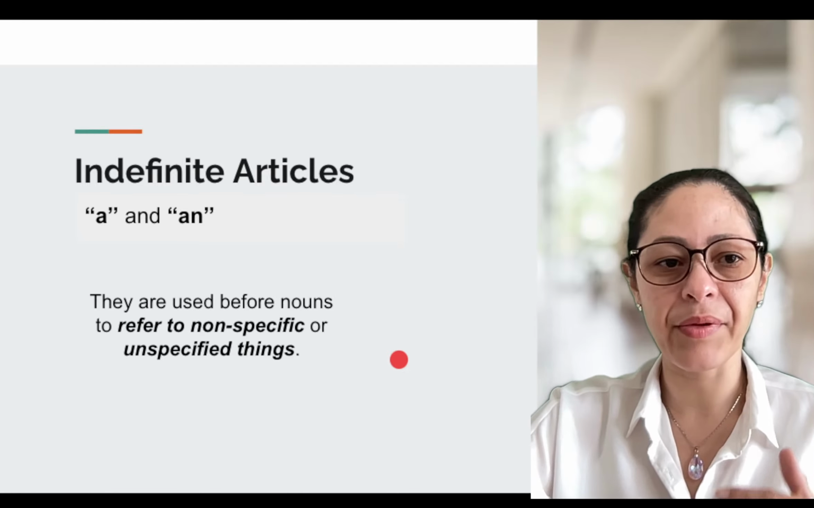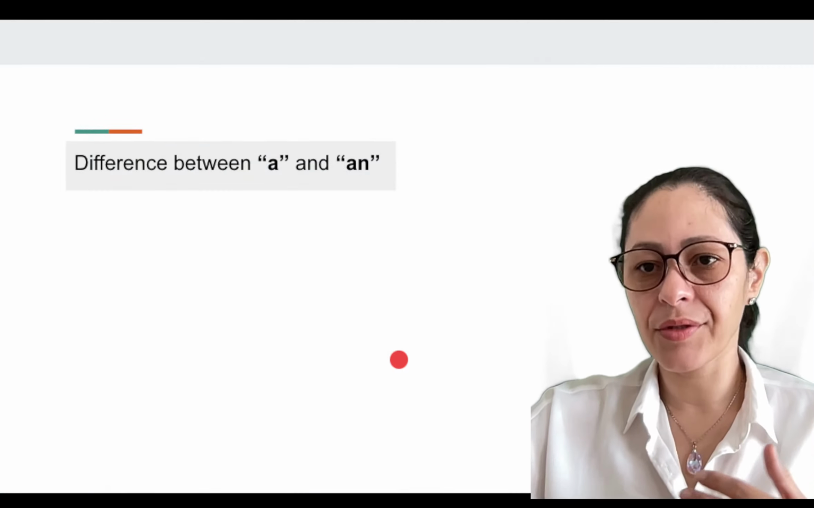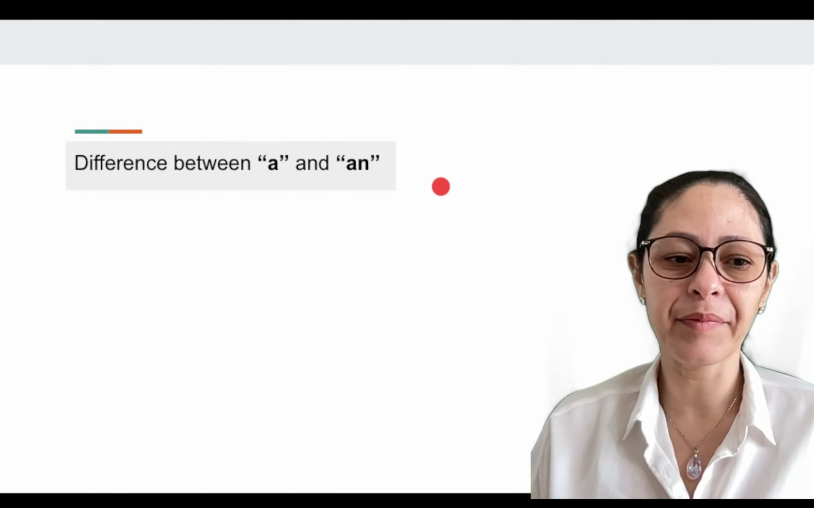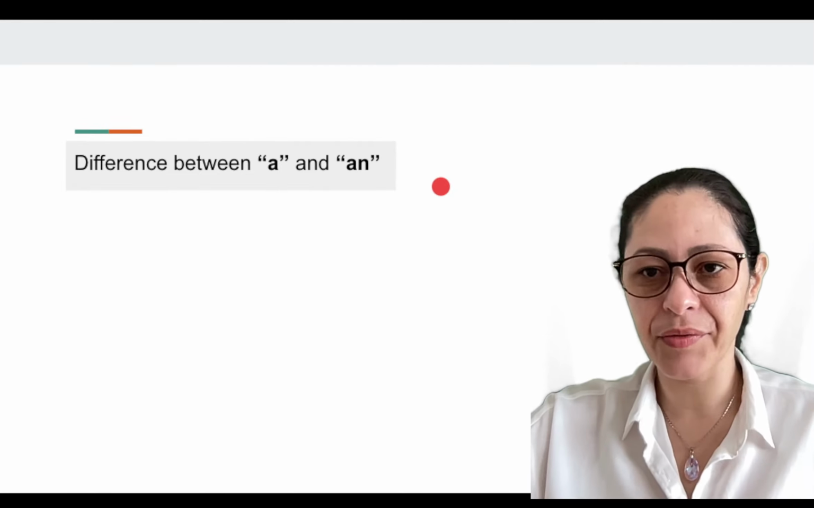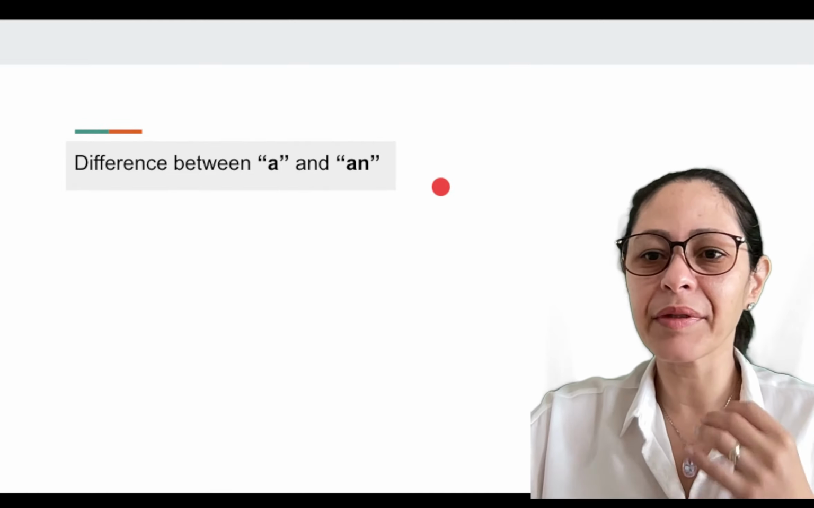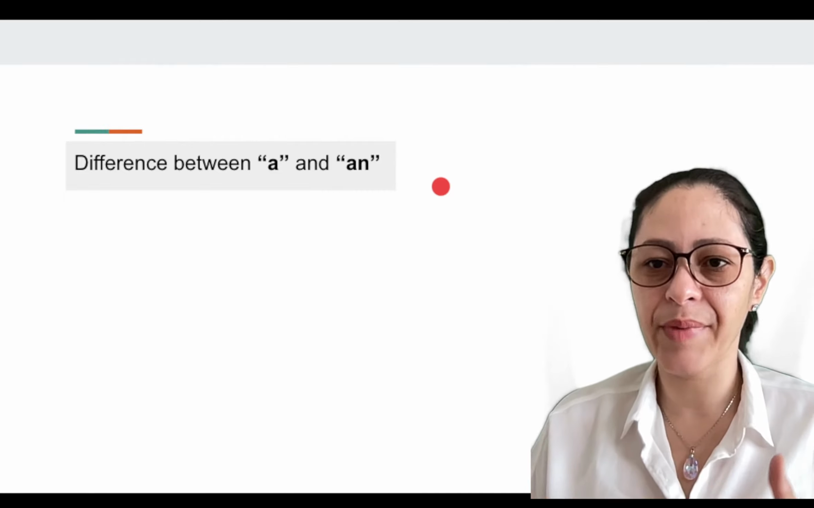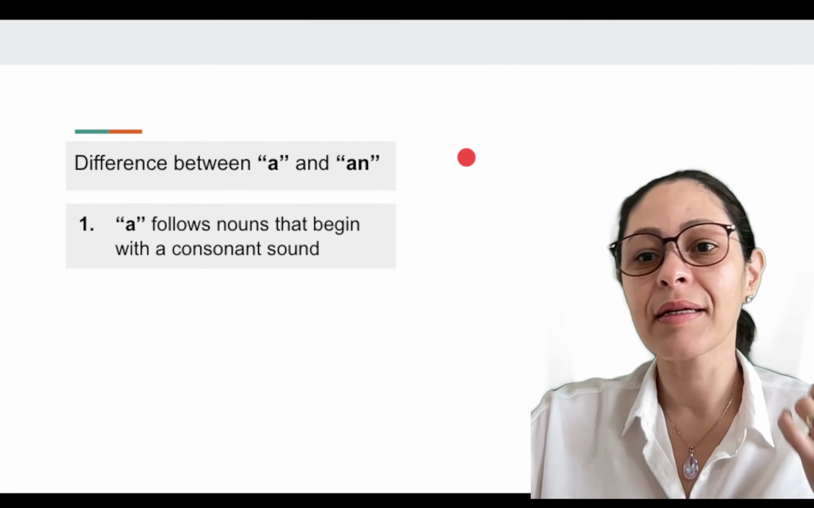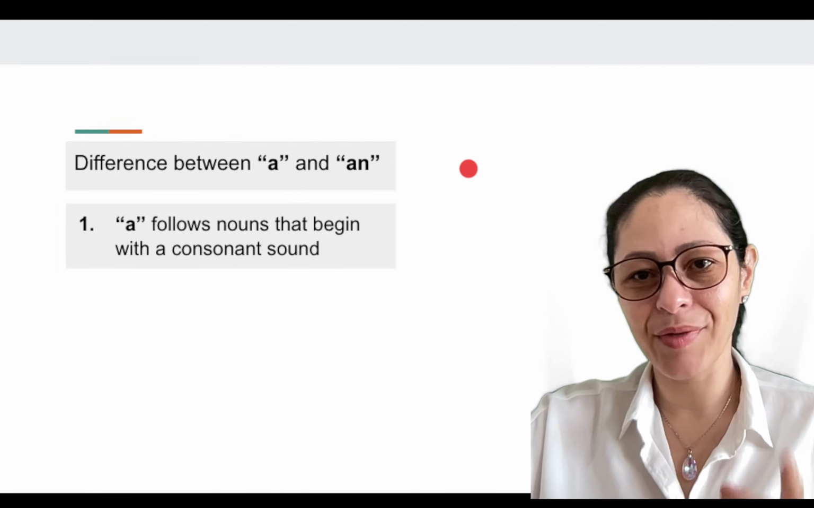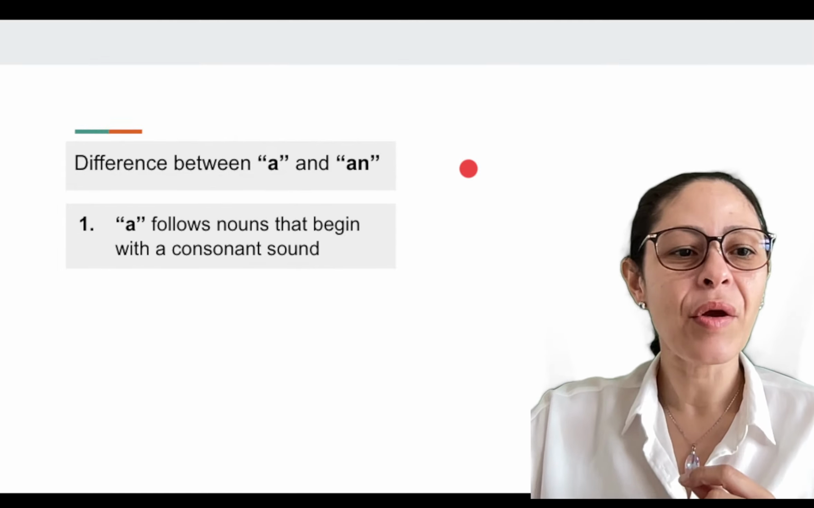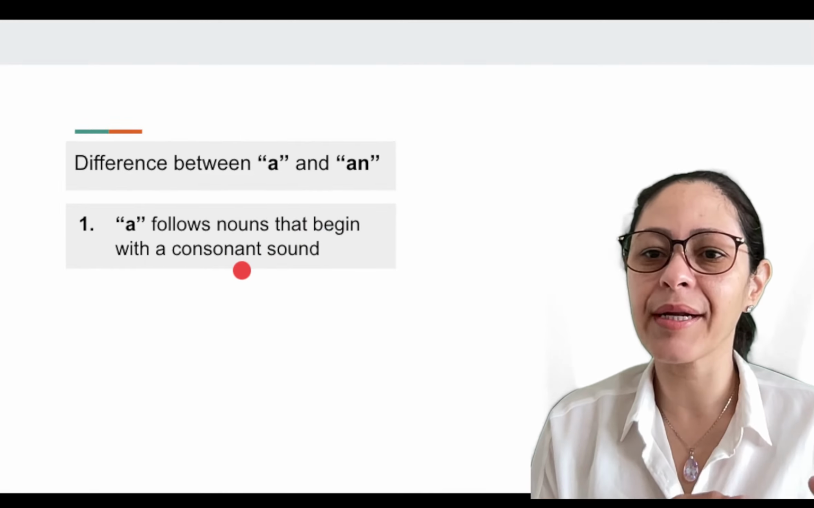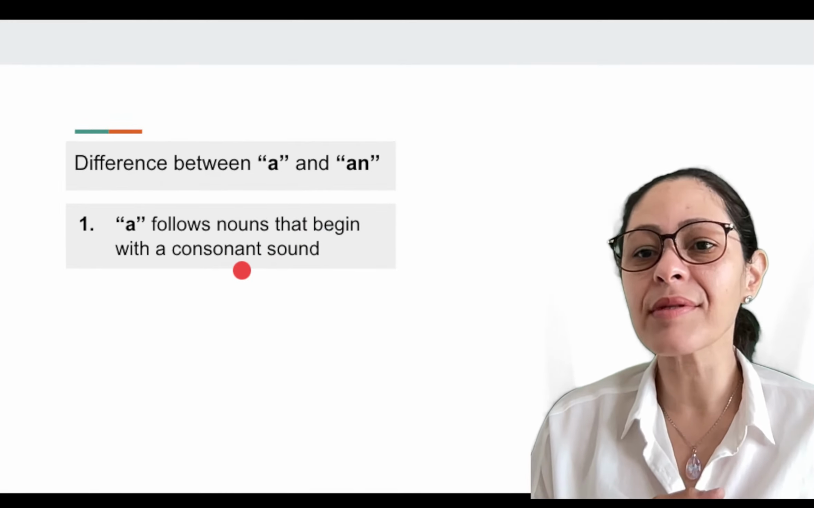Let's check some examples. Before we start, I would like to highlight the difference between a and an, because I see that it is confusing. Many believe that we use it according to the spelling, but it's actually not the spelling of the noun. It's the pronunciation of the noun. So be careful with this. We use a when our noun has a consonant sound.